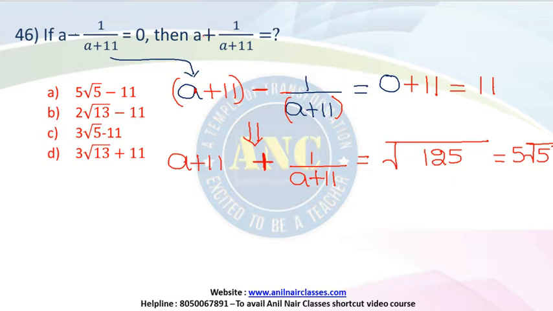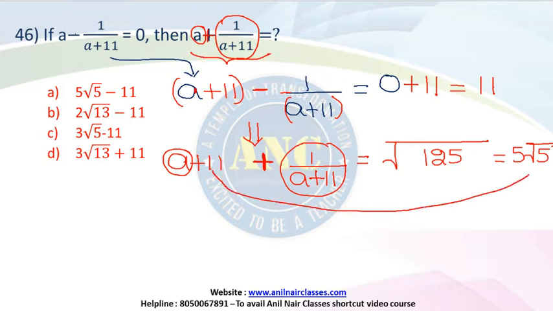But the question says I want this term called as 1 by a plus 11. So I will keep it as it is. I want this sign also to be plus. I will keep this plus also as it is. I want a also to be present on left hand side. I will keep this as it is, a. But I don't want 11 according to the question to be present on left hand side. Throw it away to the right hand side. Simple. So final answer should be 5 root 5 minus 11, which is nothing but option A.